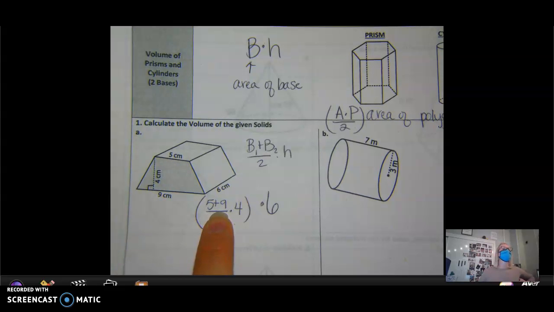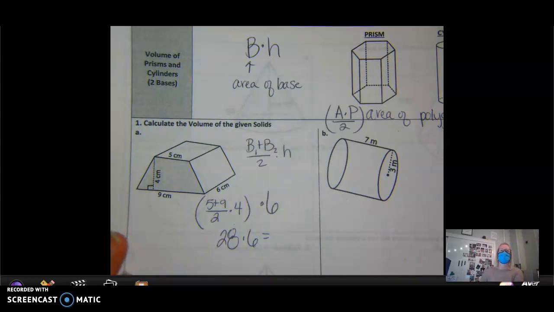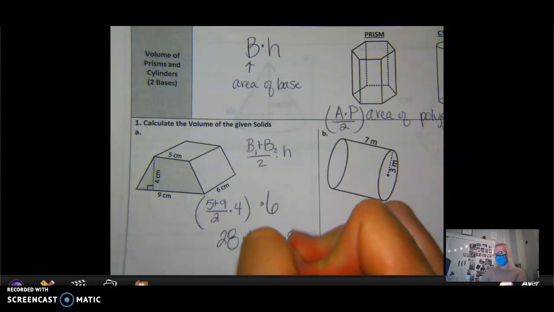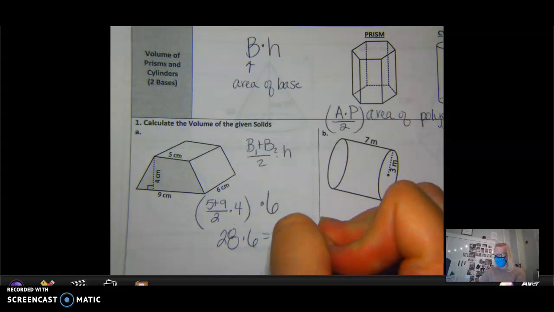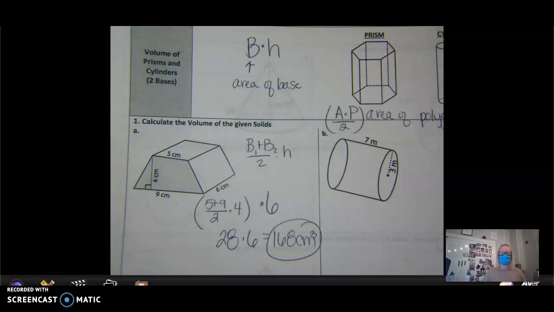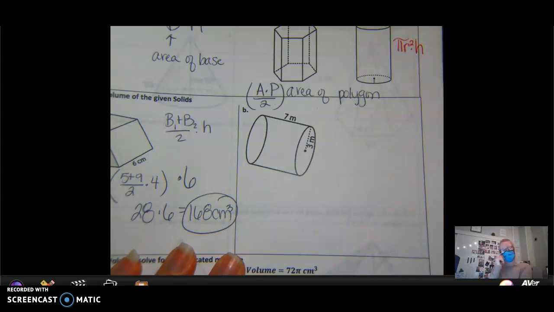So what's 5 plus 9? You don't need a calculator. Divide by 2 times 4. So really you're doing 28 times 6 if you want a calculator now. But you should come to the point where you can start doing that in your head, maybe. How much? 168 centimeters. Who knows what my units are on this? Centimeters what? Cubed. Okay, I want you to try B on your own. What do I do on this? What's the formula I need to plug into my calculator?